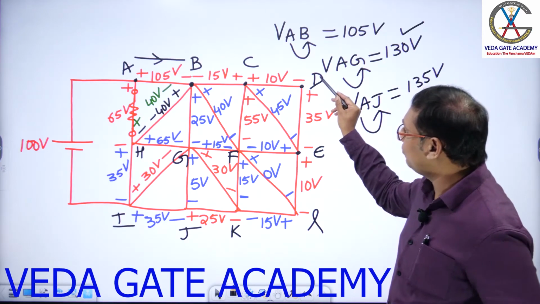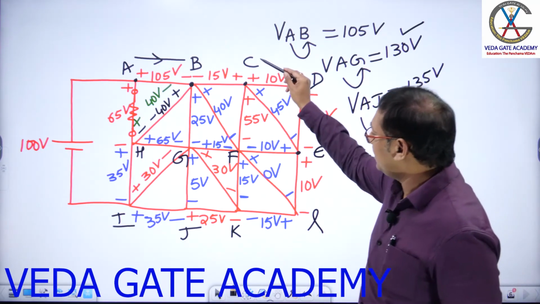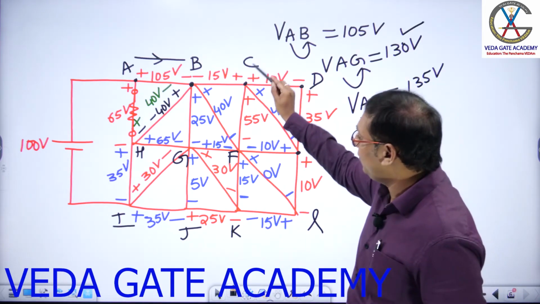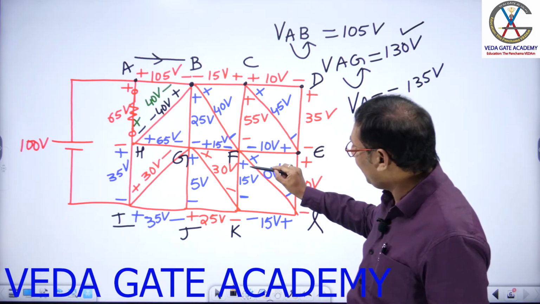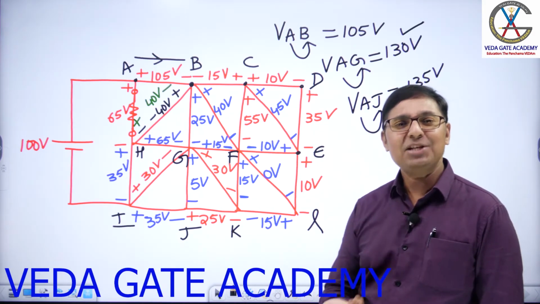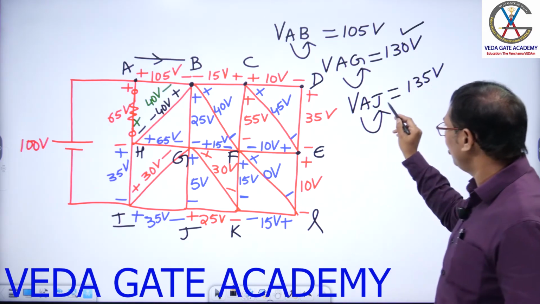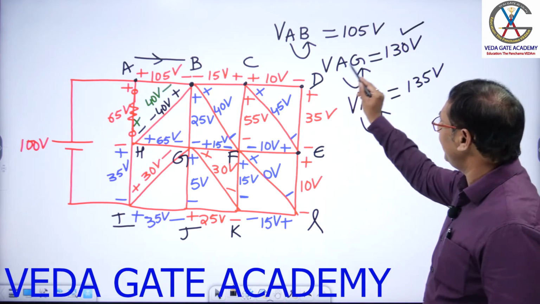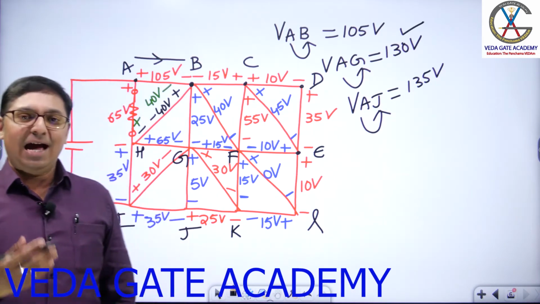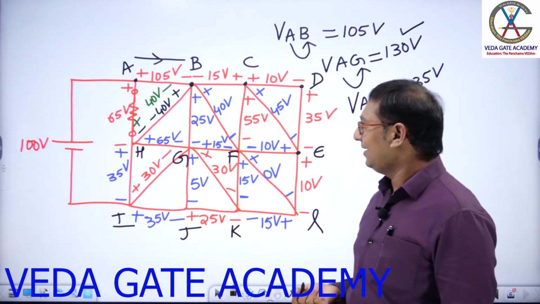Suppose if anyone asks, what is VDF? What is the answer? Plus 35 plus 10. What is VCK? Plus 55 plus 15. What is VCJ? How much? Plus 55 plus 15 minus 25. Any branch voltage you can calculate now, sir. Start at that point, start at A, go to Z following KVL sign convention. Travel around the path in which you know the voltages. Hope you got the point.